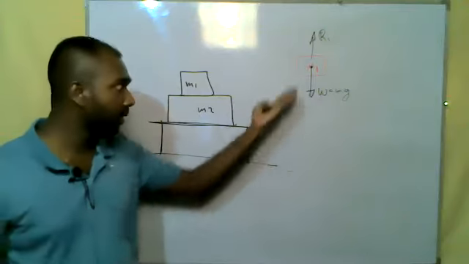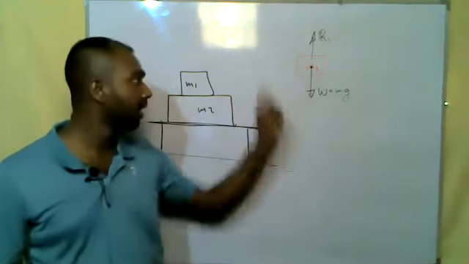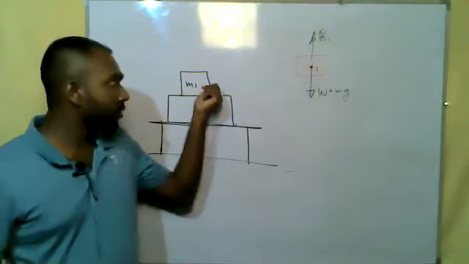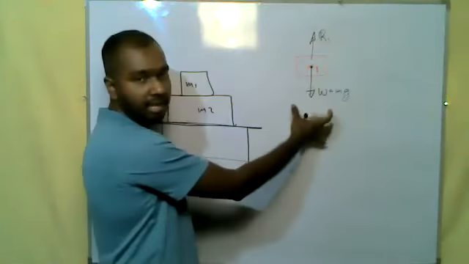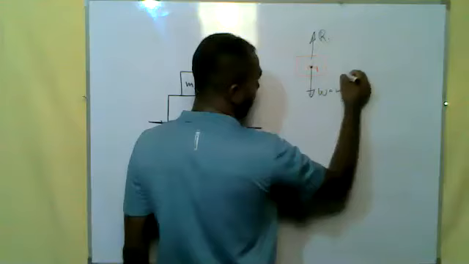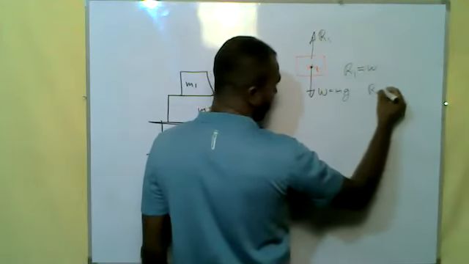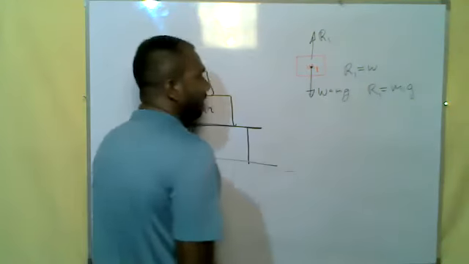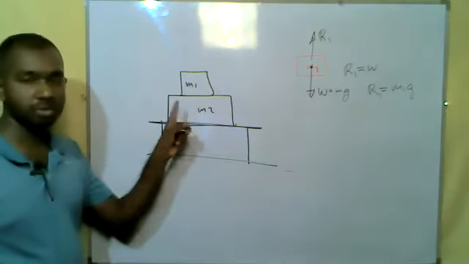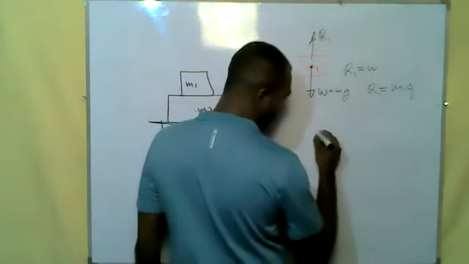So these are the two forces acting upon mass 1, and these two should be equal because it is not moving. So we can say R1 should be equal to W, or you can write R equals m1 times g. And what about the mass 2? What are the forces acting upon the mass 2? Try to do that diagram also.